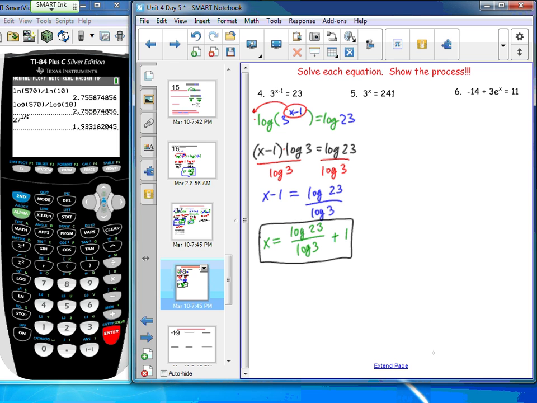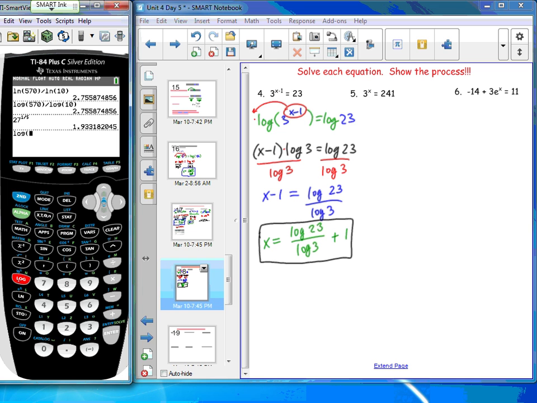Again, I don't know what that is. So after boxing my exact algebraic answer, I'll get an idea of what that is by doing log of 23, close input, over log of 3, close input, and then plus 1 after the fact. It looks like that's about 3.854.